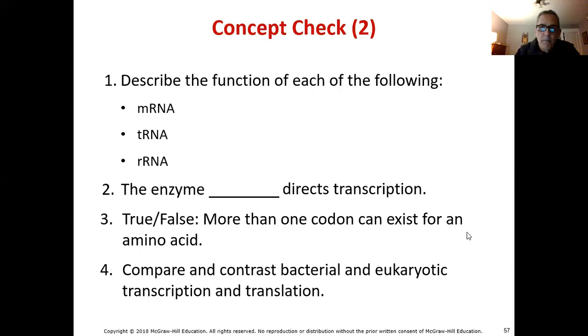Bacterial and eukaryotic, the differences between bacterial and eukaryotic transcription and translation. So in eukaryotes, you initially get a message RNA that has introns that have to be removed. The bacterial message RNA can carry more than one gene, and it can have multiple ribosomes binding to it, making multiple copies of the gene all at once.